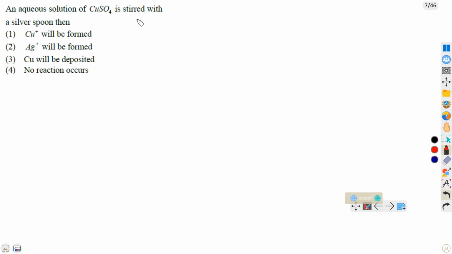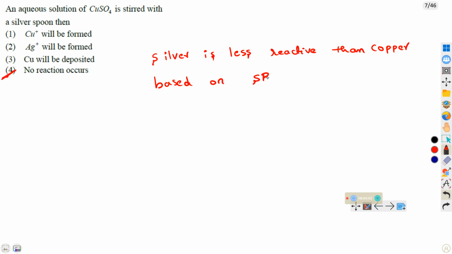An aqueous solution of copper sulfate is stirred with a silver spoon. Then no reaction occurs. Why? Because silver is less reactive than copper, based on SRP values, standard reduction potential values.